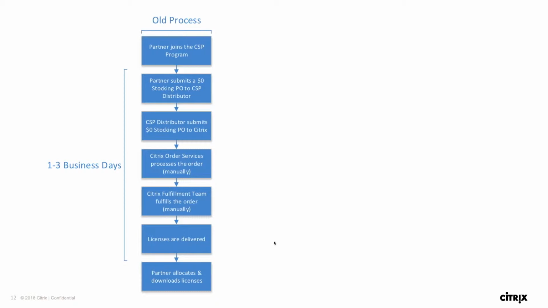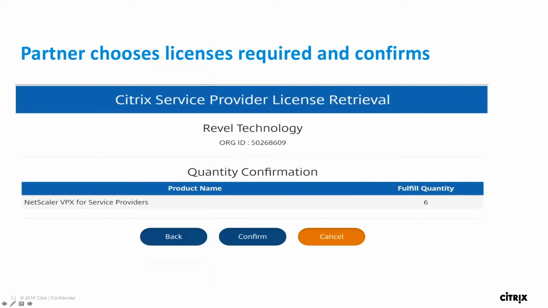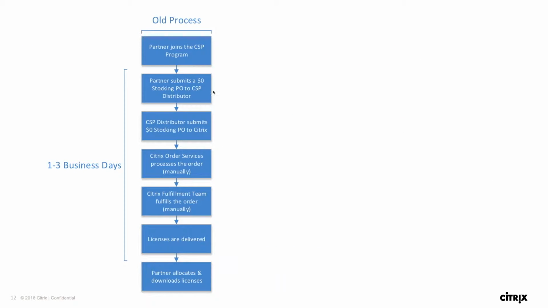If you compare that to the old process, you as a CSP, you will join the program, or you already have been joined. The partner submits a zero stocking order to the CSP distri. The distri then went to Citrix. Within Citrix, we processed the order. The order was fulfilled, and then the license was delivered. This process could take 1 to 3 business days. So that was not that flexible. It was taking too long.